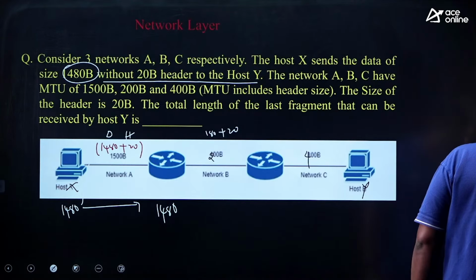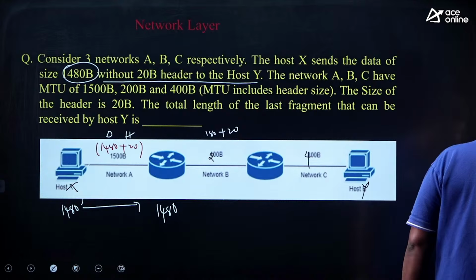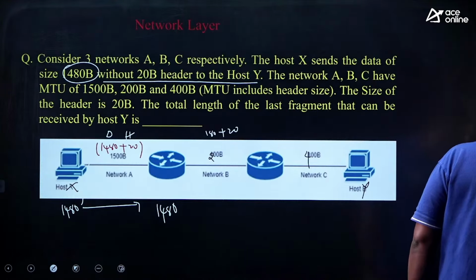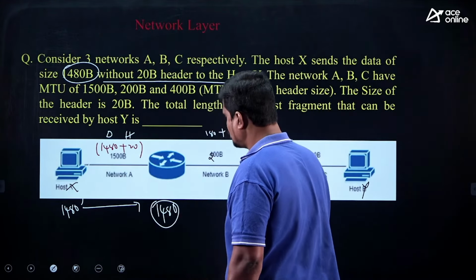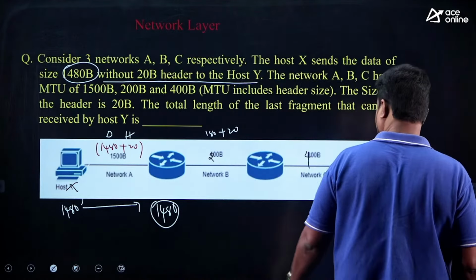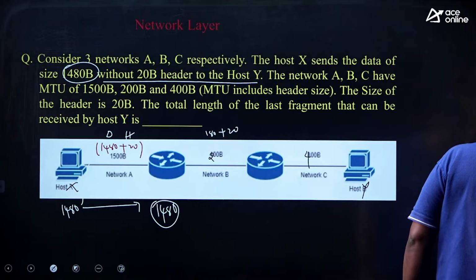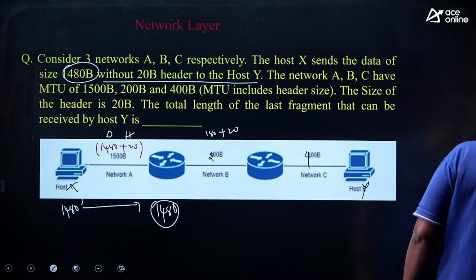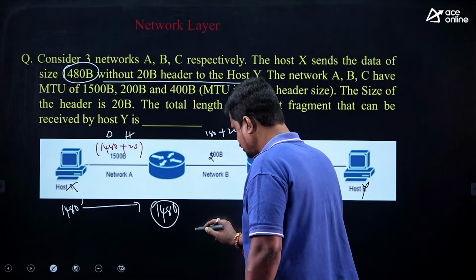180 is not divisible by 8. If you see, it is not divisible. Then what is the nearest value that I have to choose? 176. Yes, so 176 I have to choose. This means this 1480 I am going to divide by 176. So 1480 divided by 176, I am getting 8.4, meaning 9 fragments I am going to have. 9 fragments, right?